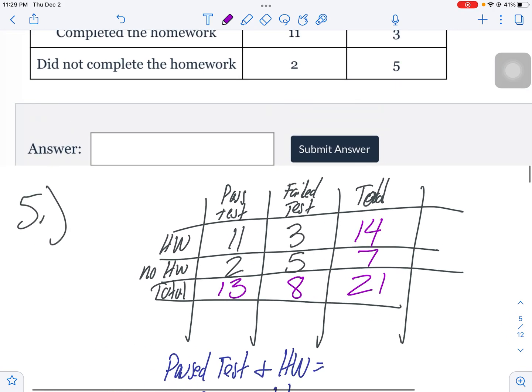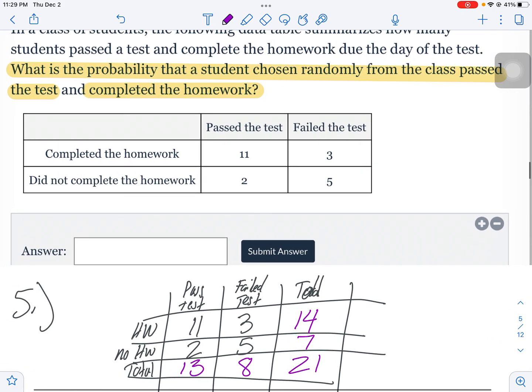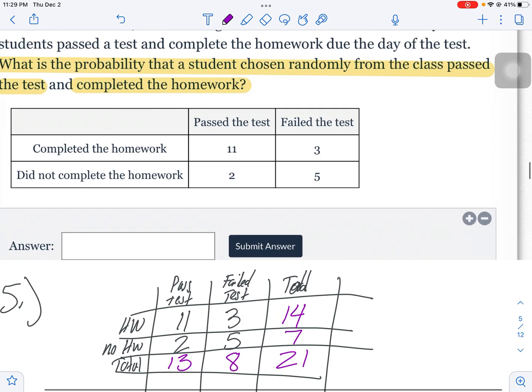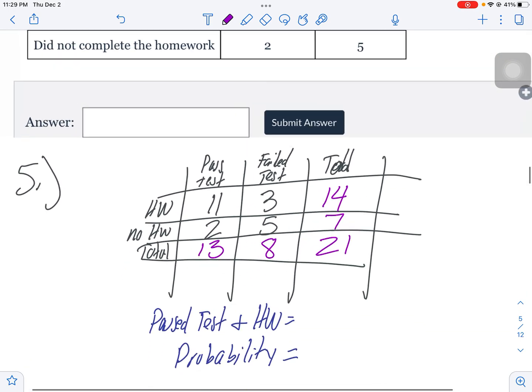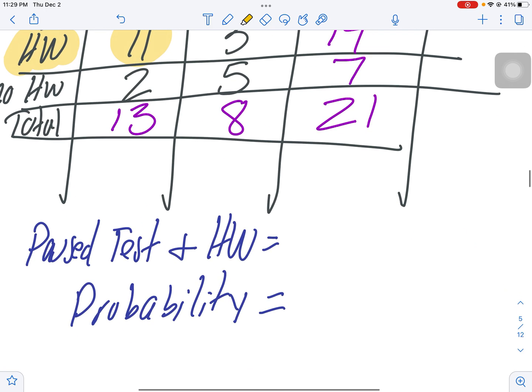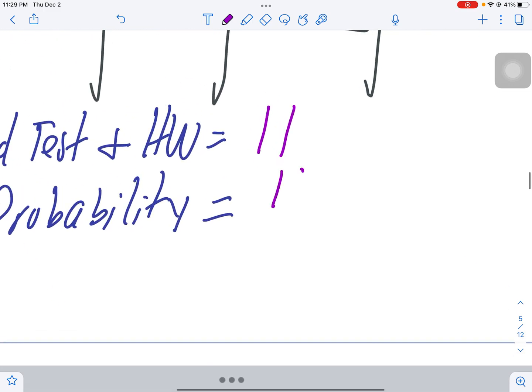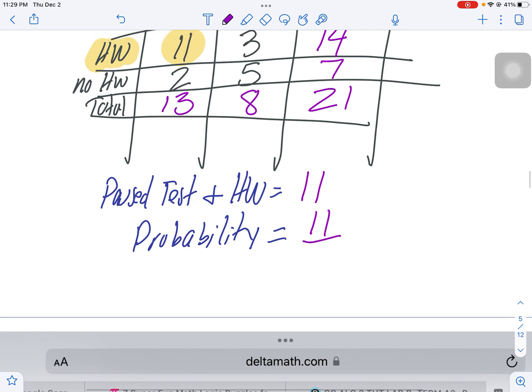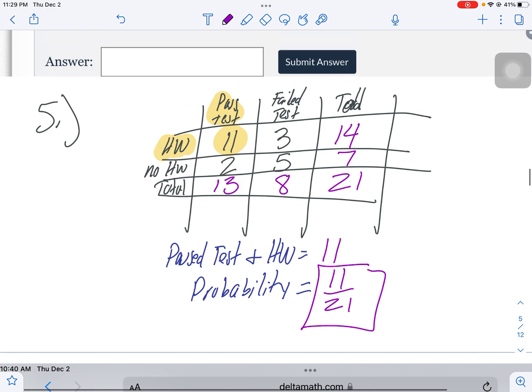So what is the probability that the student chosen randomly from the class passes the test and completes the homework? Passes the test and completes the homework. That's 11. So our probability is 11 out of how many total students? 21. So 11 out of 21.